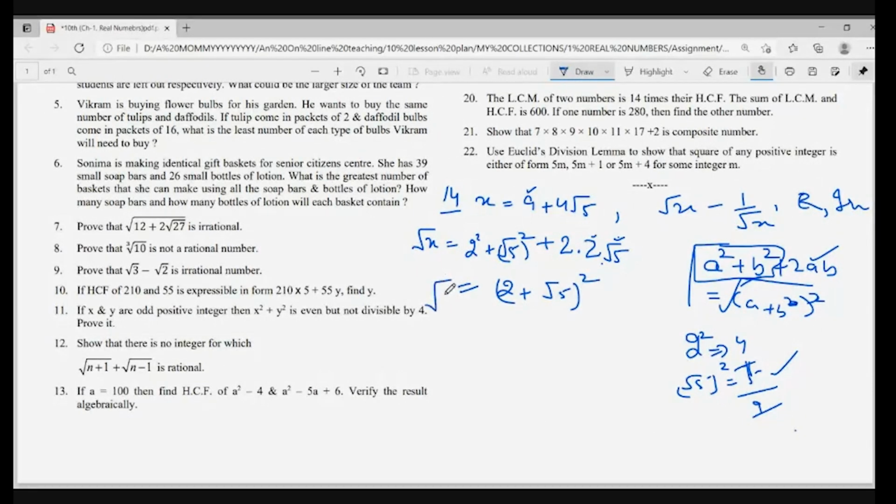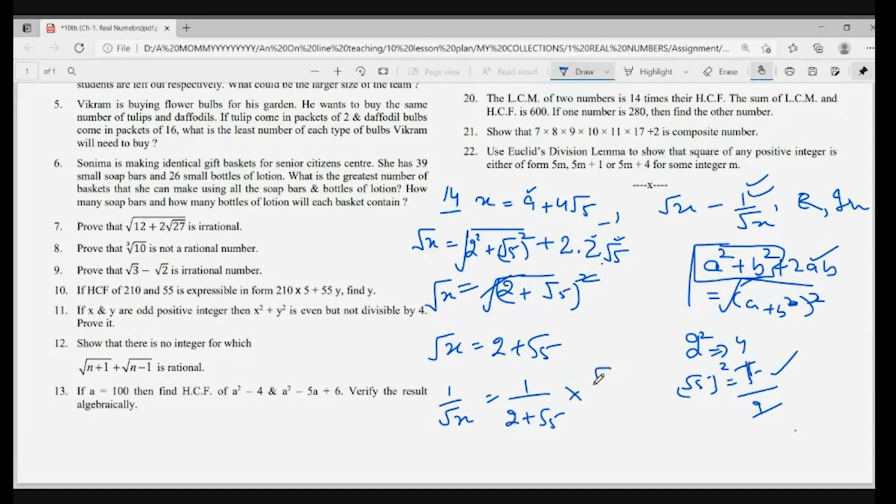And now under the root x we want. Under the root x means under the root of this. Now this square cancels with under the root. Under root x is equal to 2 plus root 5. Now 1 upon under root x is equal to, because we want this also, 1 upon 2 plus root 5. We will rationalize. Now we will rationalize, multiplying by root 5 minus 2.